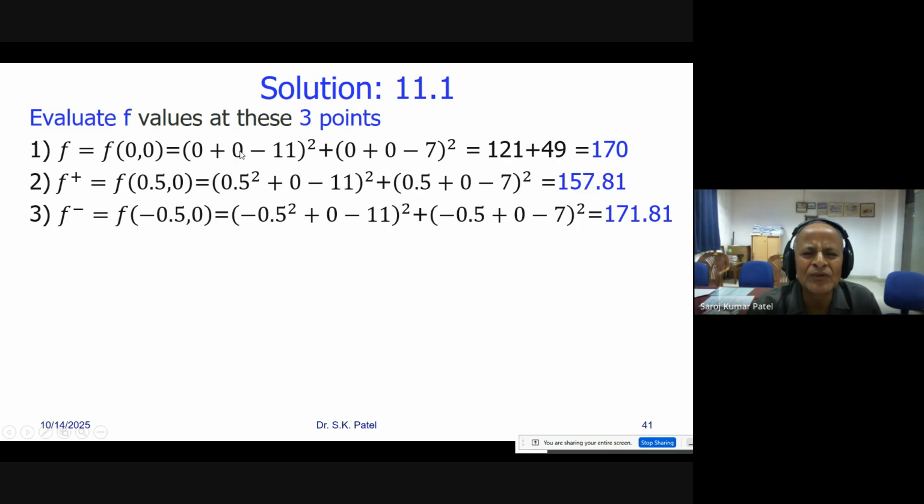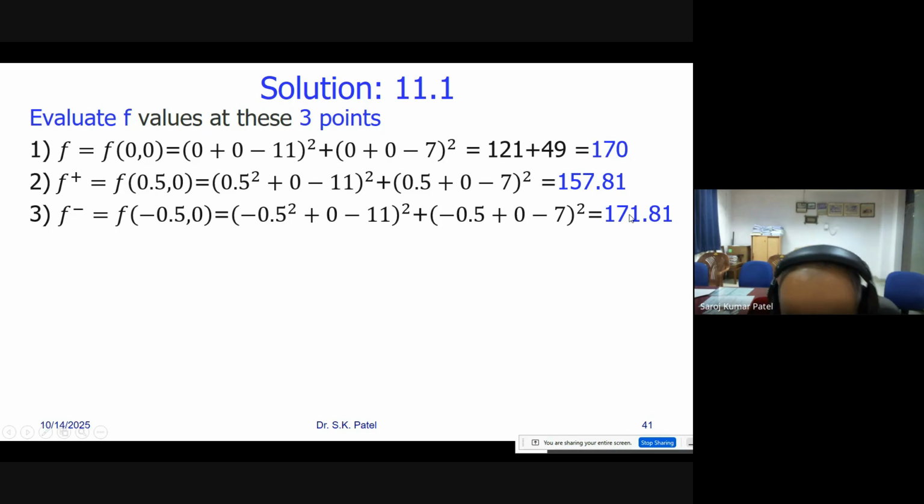x1 is 0, x2 is 0, minus x1 square plus x1 plus x2 square, x1 0, x2 0, you get 170. But if you put x1 is equal to 0.5 and x2 0, we get 157.81, and here we get 170. At 3 points, you get 3 different values.